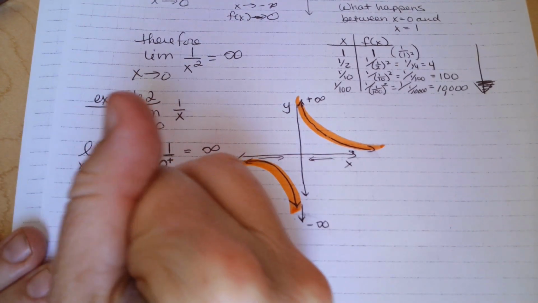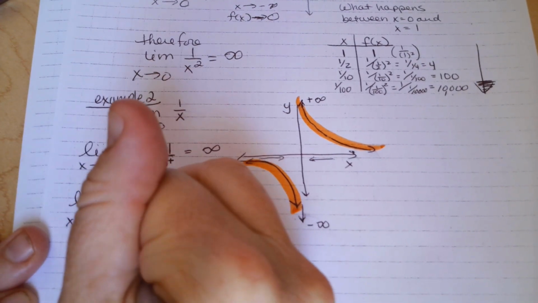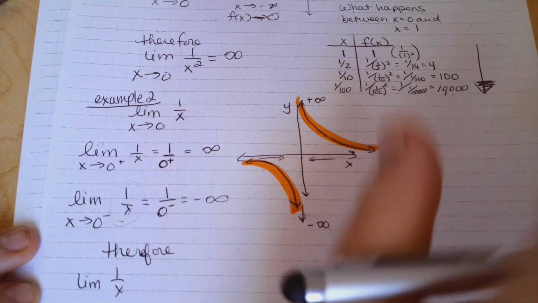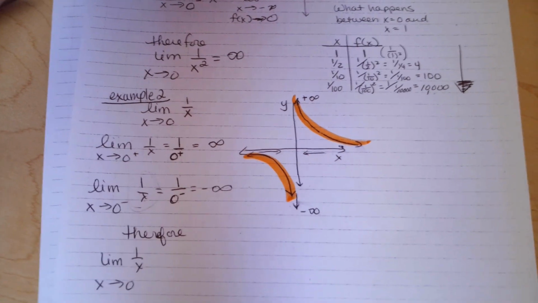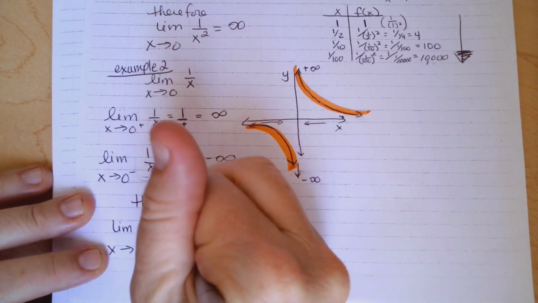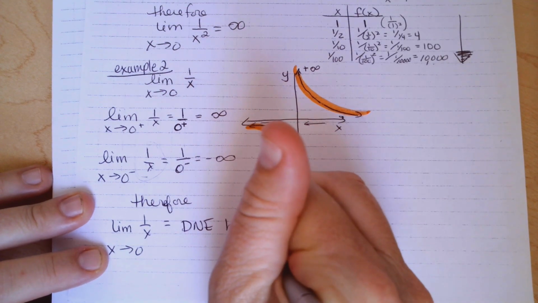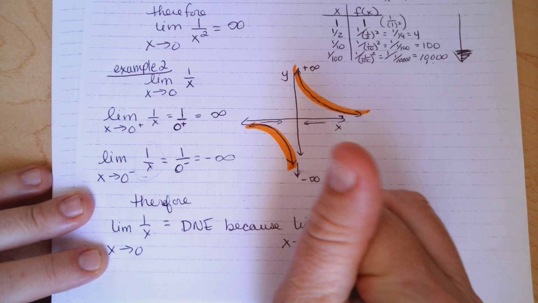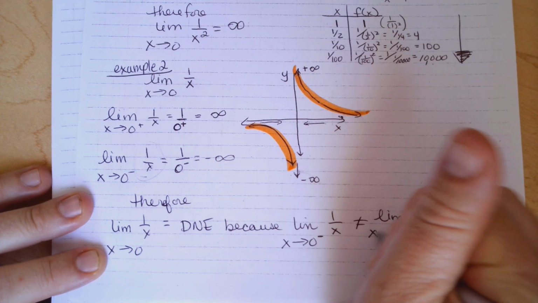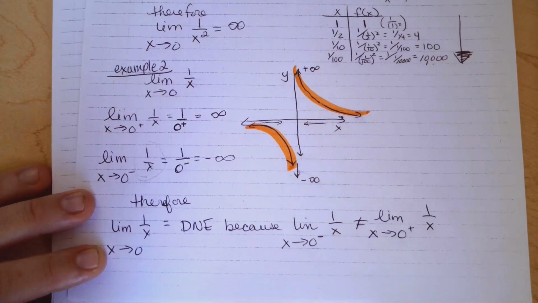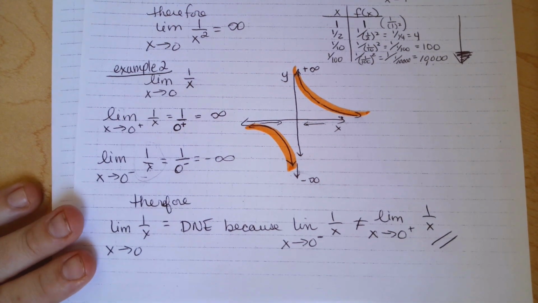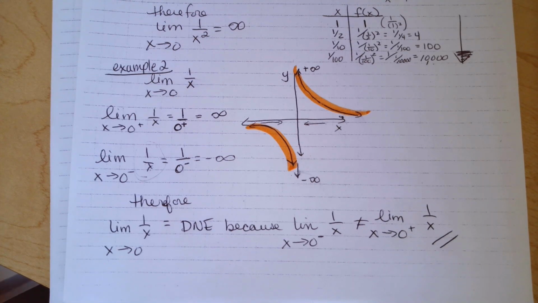So therefore, the limit of 1 over x as x approaches 0, what am I going to put here? Therefore what? Does not exist, because the limit as x approaches 0 from the left of 1 over x does not equal the limit as x approaches 0 from the right of 1 over x. Okay, so I'm going to stop this video because it's gotten long enough, and then I'm going to do another video and just do some more example problems.